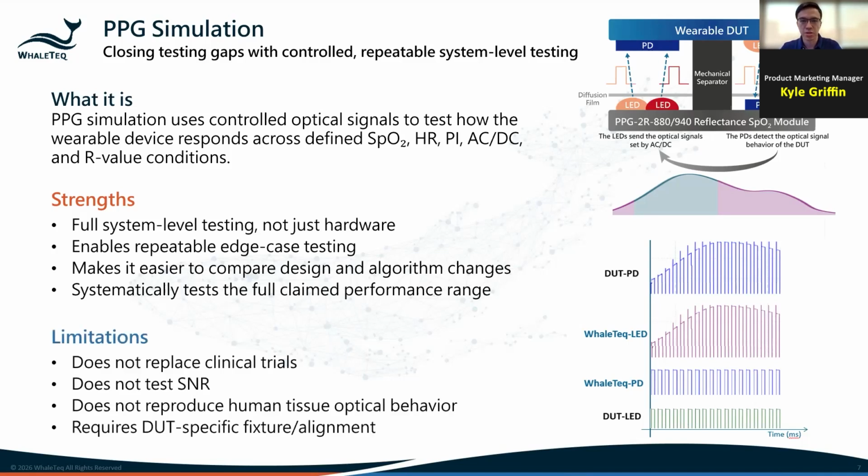But like any test method, there are limitations. It can't replace clinical trials. It doesn't do SNR testing. It doesn't reproduce human tissue optical behavior. And since you need to align your PD with our LED and our PD with your LED, sometimes we need a test fixture to align the light paths.